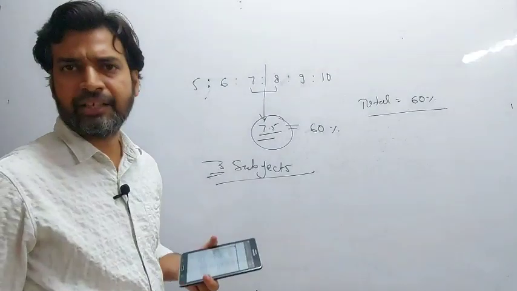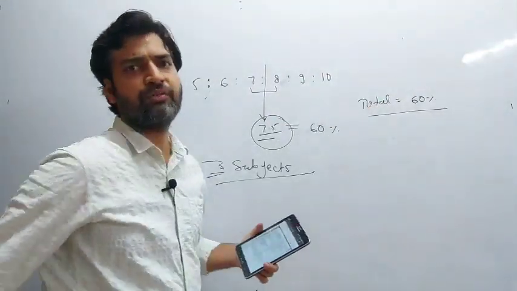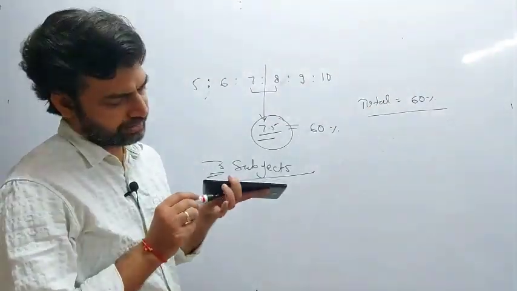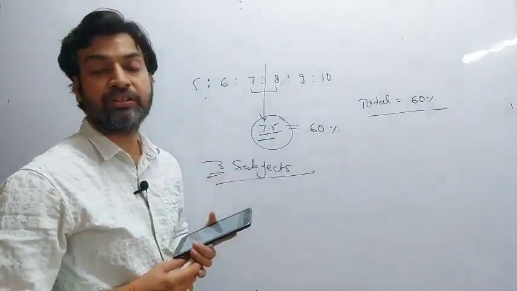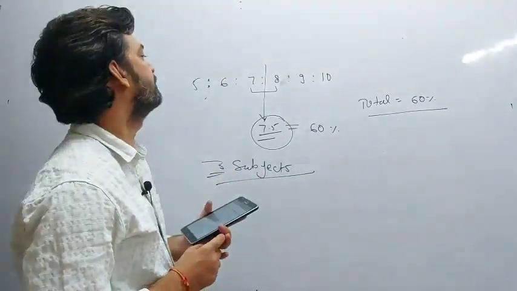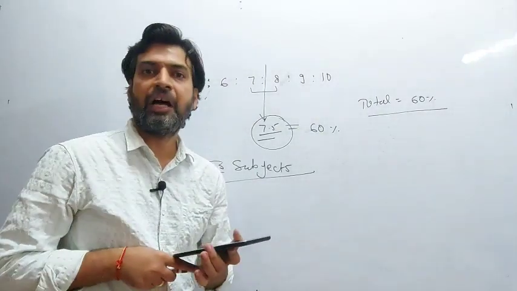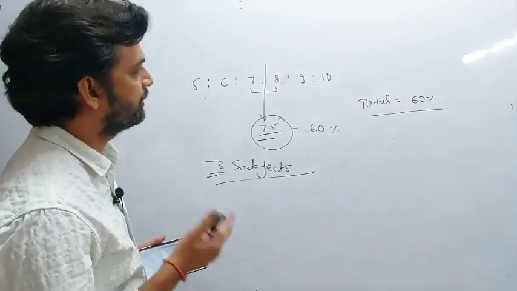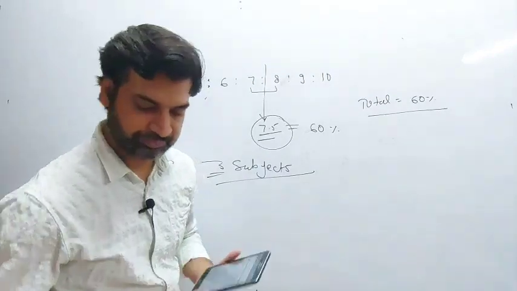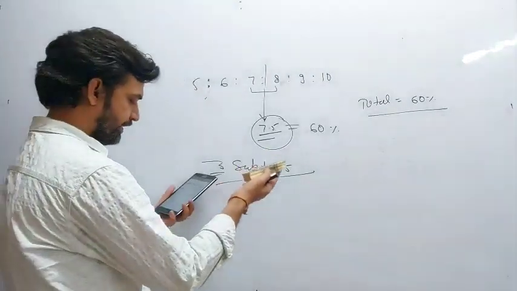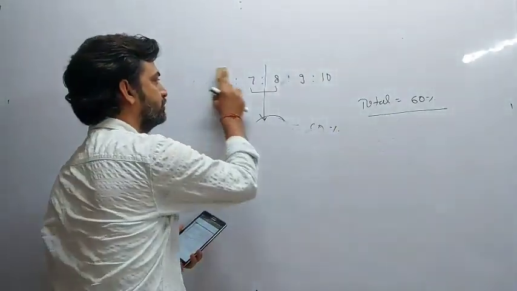We need not process anything, because the average percent is always your average value. Or you can go with the basics also: add the values 5, 6, 7, 8, 9, 10, take the average of that, and then follow this. So the answer is 3 subjects, whatever your option is.